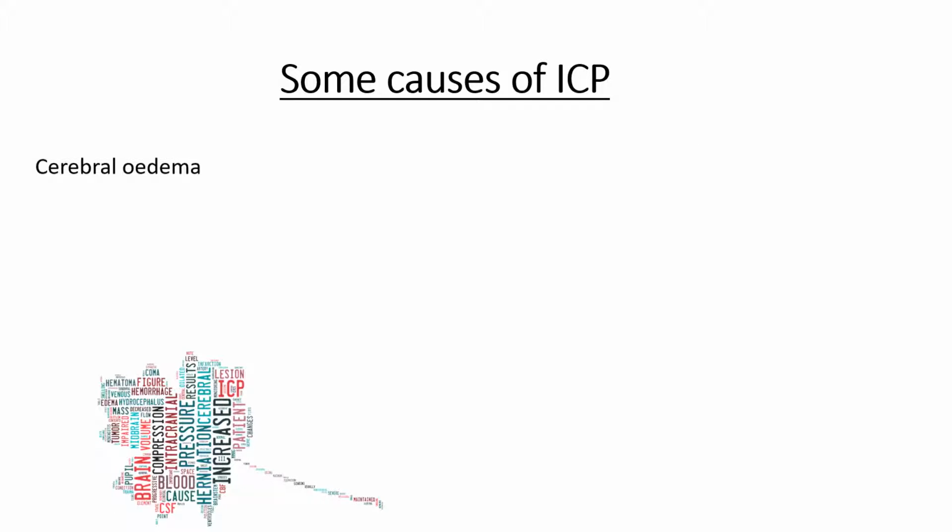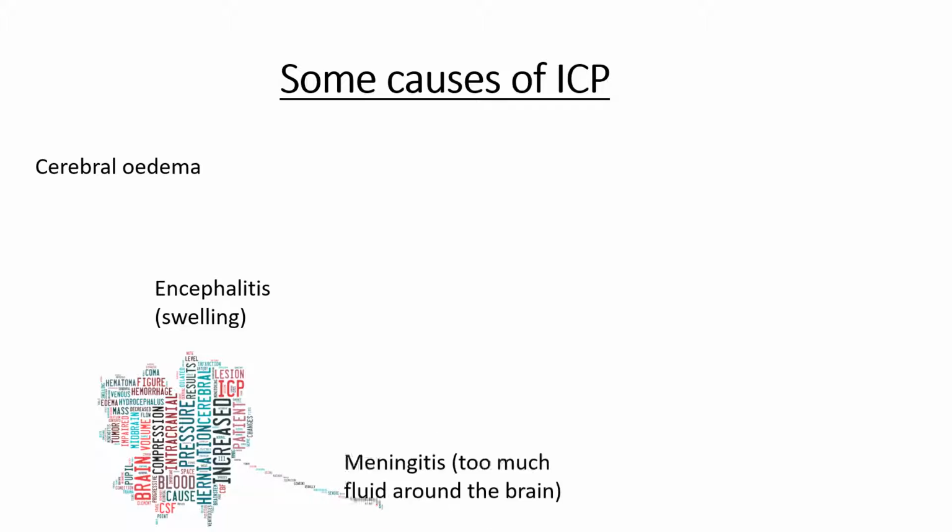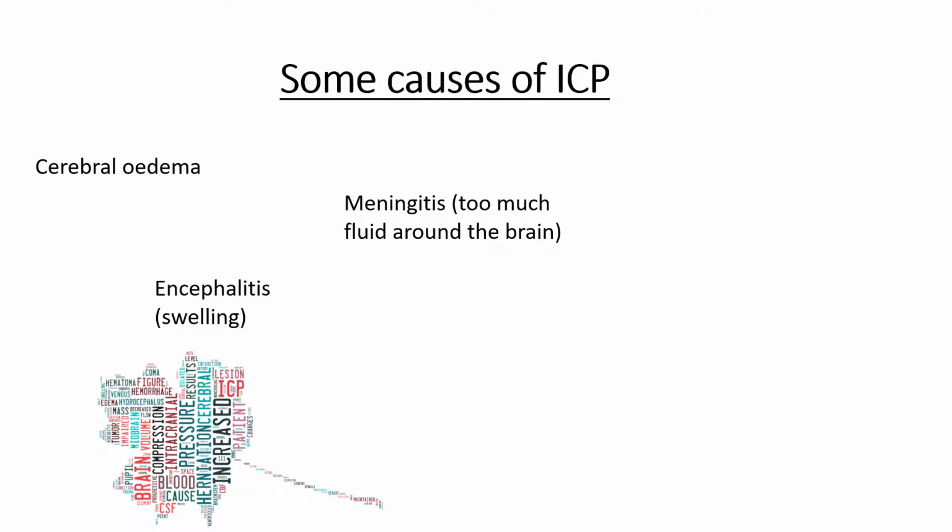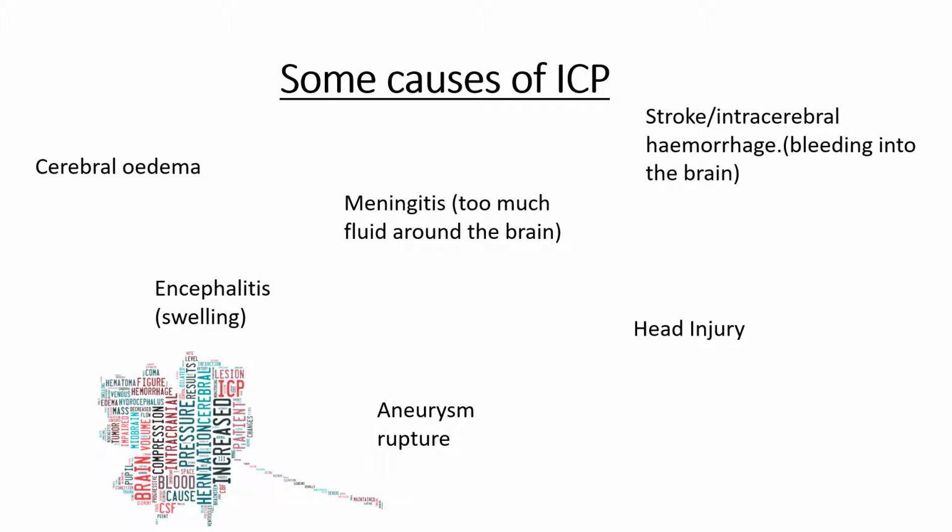So some causes of ICP: cerebral edema, encephalitis, which is swelling of the brain, meningitis, too much fluid around the brain, a head injury, aneurysm, rupture, stroke, intracerebral hemorrhage, bleeding into the brain, or a tumour, whether it's benign or malignant.